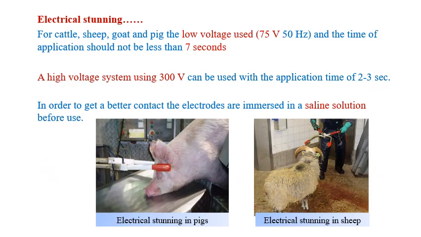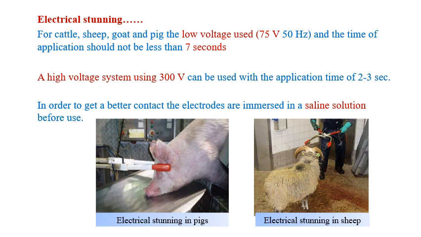In continuation to electrical stunning, it is generally used in low voltage and high voltage. For cattle, sheep, goat and pig, the normal voltage used is 75 volt in case of low voltage stunning, and the time of application should not be less than 7 seconds. In case of high voltage system, 300 volt is used, with an application time of 2 to 3 seconds.